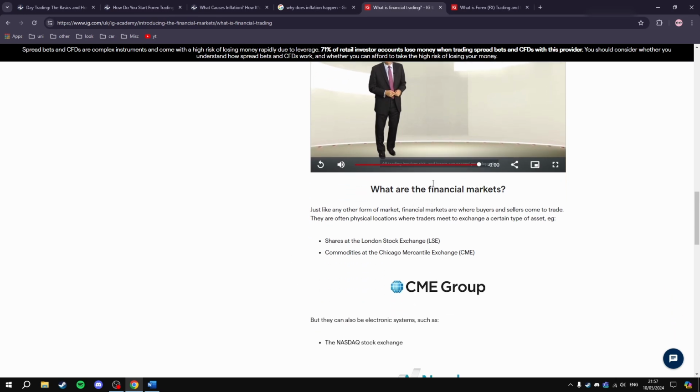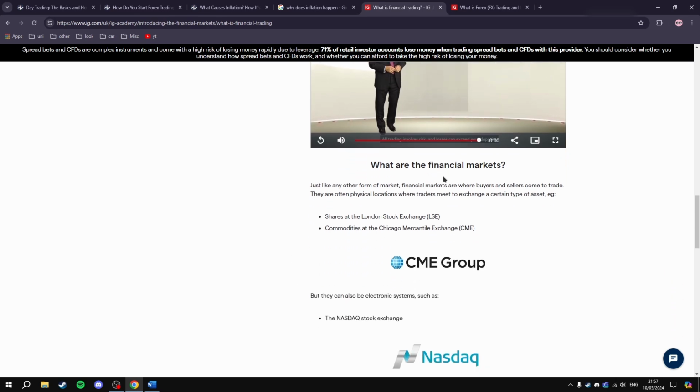What are the financial markets? Just like any other form of markets, financial markets are where buyers and sellers come to trade. They are often physical locations where traders meet to exchange a certain type of asset, e.g. shares at London Stock Exchange, commodities at the Chicago Mercantile Exchange.